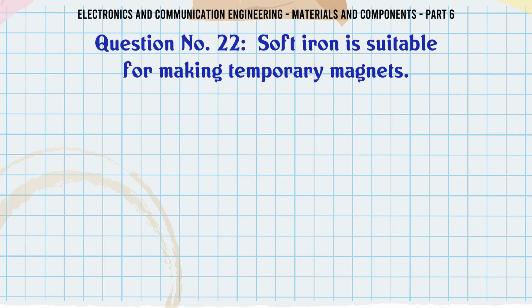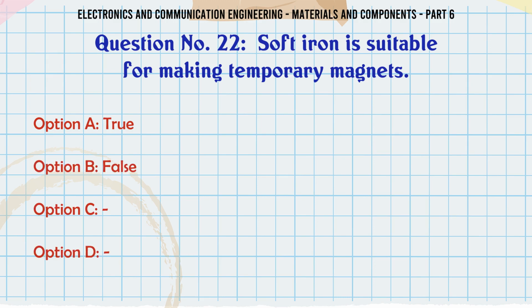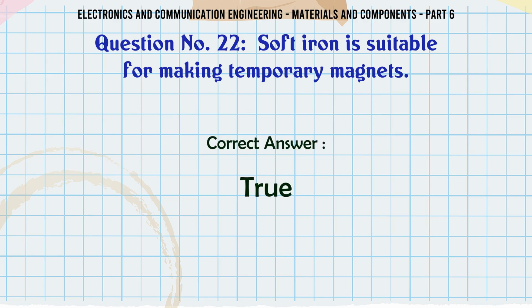Soft iron is suitable for making temporary magnets. A. True, B. False. The correct answer is true.